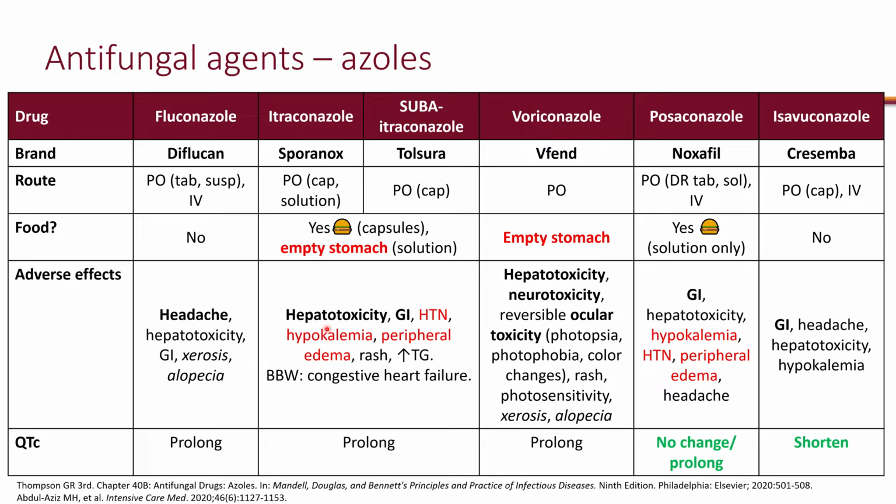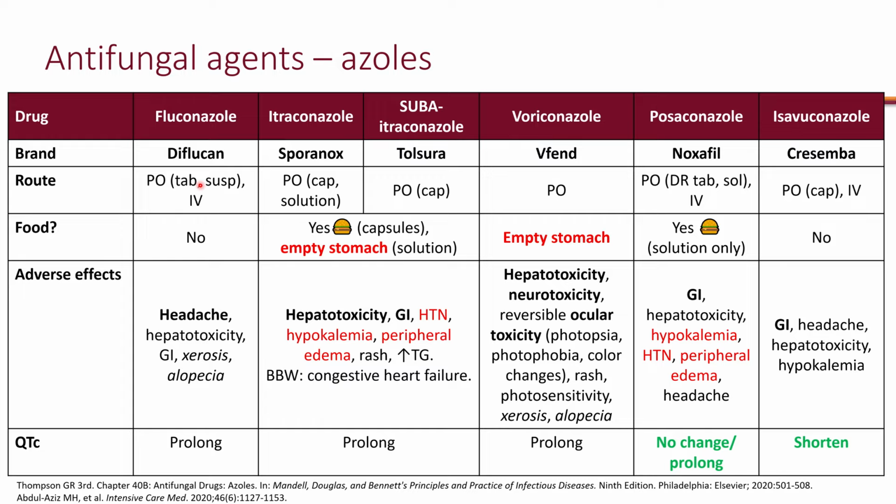Now let's take a look at each azole one by one. So the first one is fluconazole. Fluconazole is available as PO and IV for systemic infections. Of course, it's also available in other formulations, but for invasive fungal infections, we're interested in IV and PO. They can be taken without regard to food.